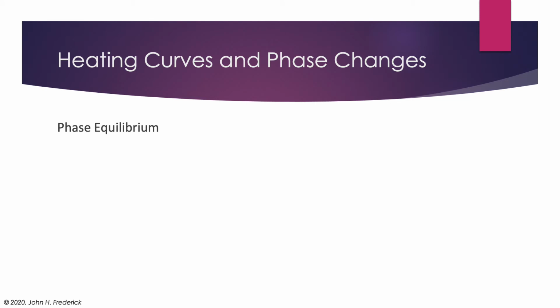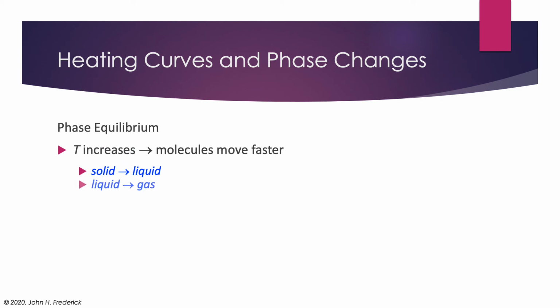Now, I want to extend this a little bit to talk about phase equilibrium and what that looks like on heating curves. I want to say a few words about phase equilibrium. First of all, because temperature induces motion, as temperature increases, molecules move faster. So even though molecules tend to stick together, as they're moving faster, they're less able to stick together. This is what ultimately causes a more condensed physical state to transition into a less dense physical state. For example, a solid goes to a liquid, or a liquid goes to a gas. And this all happens as we increase temperature because we're increasing the speed at which particles move.